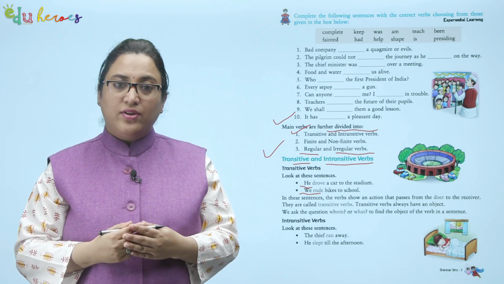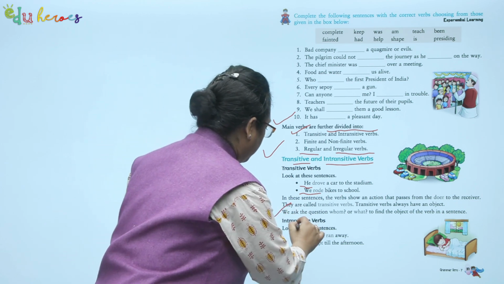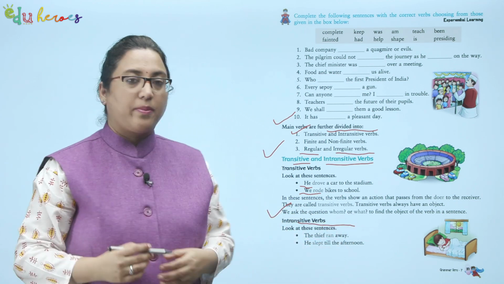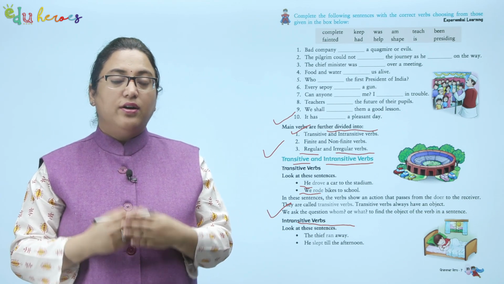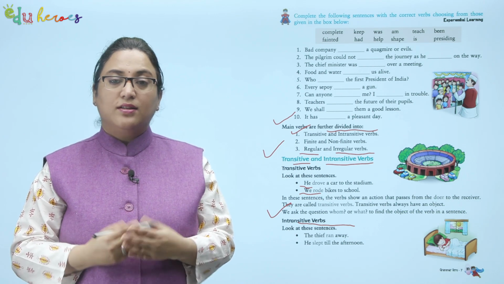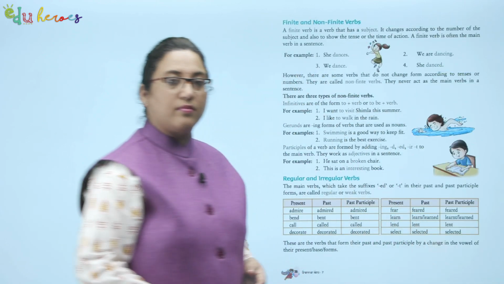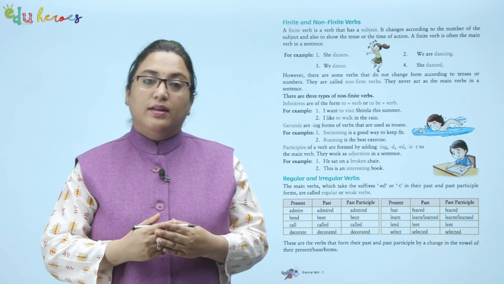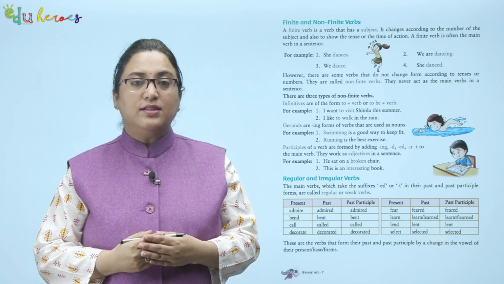Opposite to this, we have intransitive verbs. Let's read these sentences. The thief ran away. He slept till the afternoon. Next category is finite and non-finite verbs.